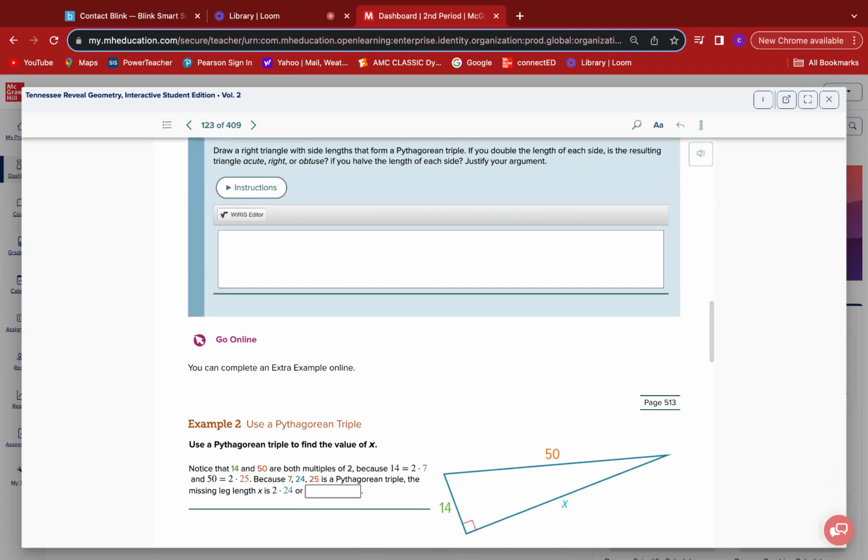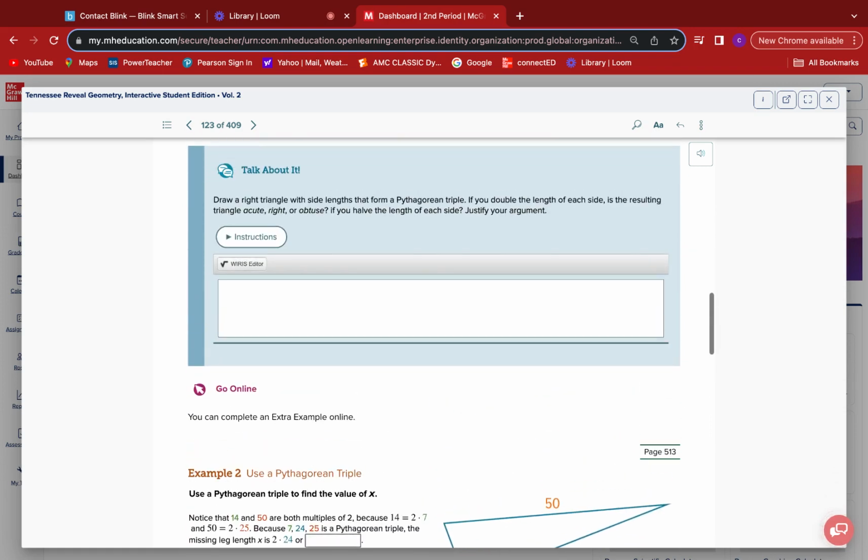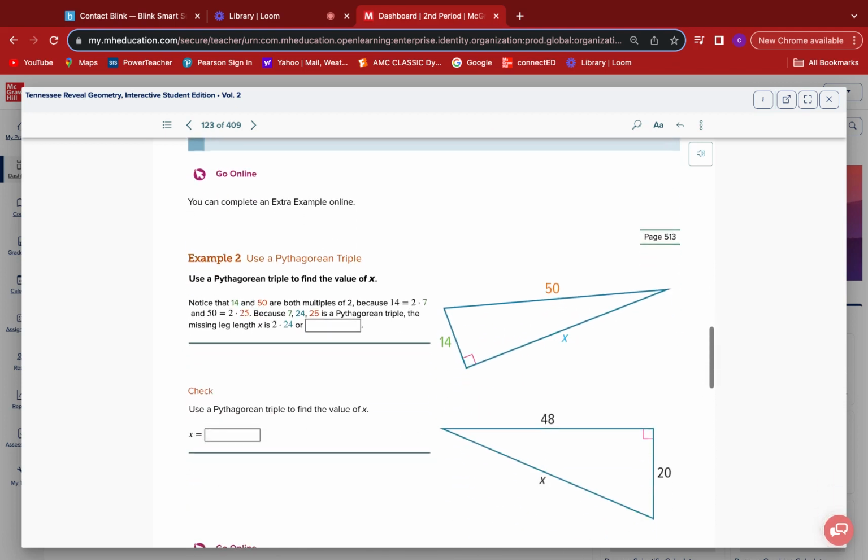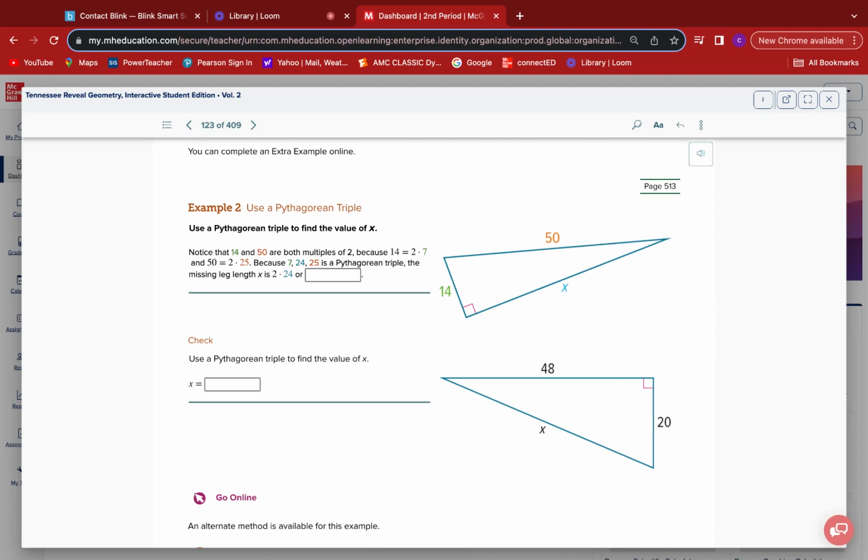All right, I'm done with that particular one. So I'm going to turn my page, go to example number 2. It says use a Pythagorean triple to get the value of x. First off, here's my right angle. The arrow is pointing towards the hypotenuse, so the 50 is going to be our hypotenuse.